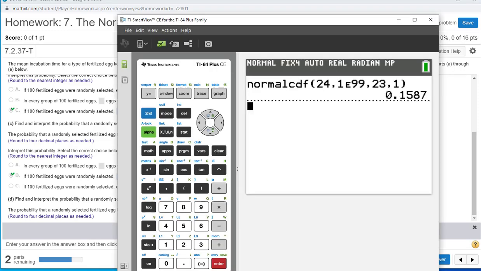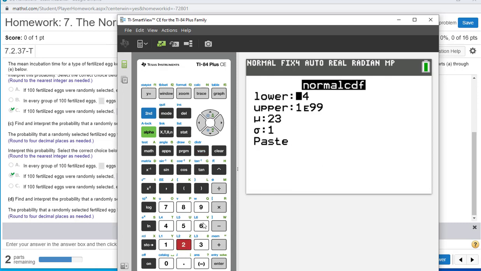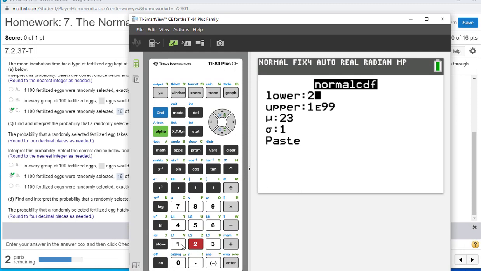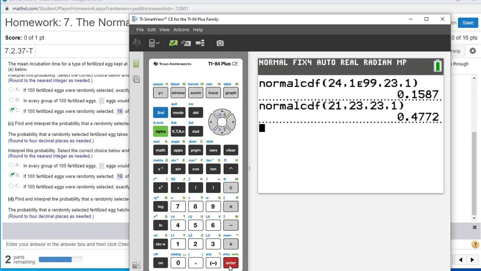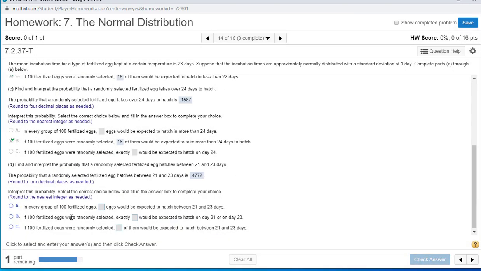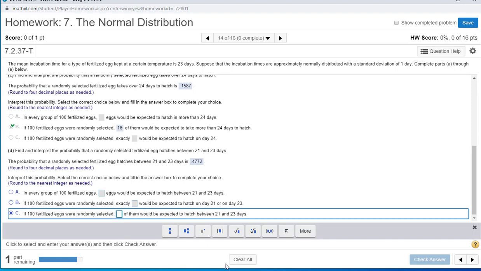Similar on the TI. Second distribution, number 2, between, 21 and 23. Everything else stays the same. We get 0.4772. Okay, we should be getting better at this interpretation. Is it in every group? No. Is it exactly? No. We would expect, out of 100 eggs, about 48 of them, right? I'm just rounding that 47.72%.